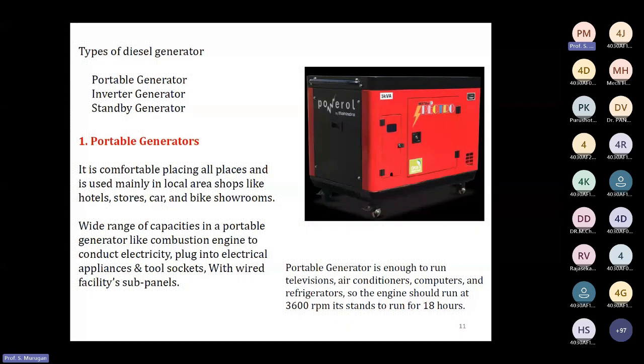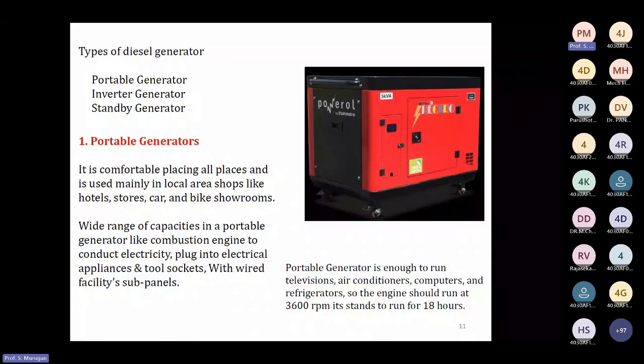And of course, they can be used to power a small house as well, which can include television, air conditioner, computer, refrigerator. Suppose I have a double bedded house, then I can install this kind of diesel generator, a portable generator. It can operate for 18 hours continuously.